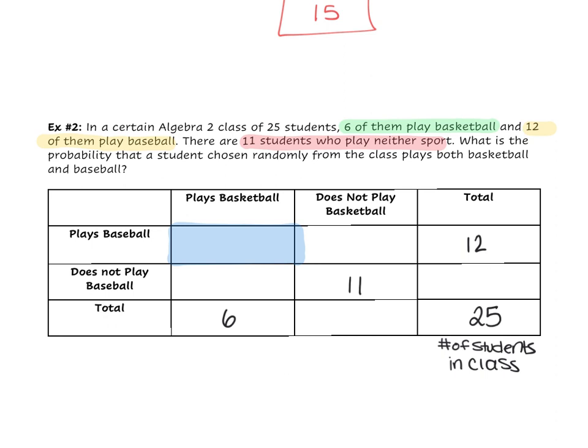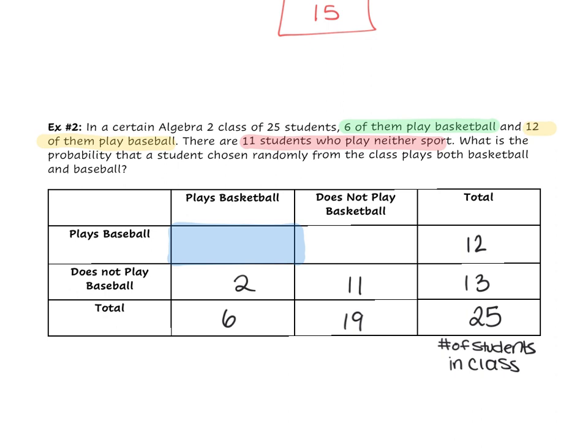So we can count backwards. 25 minus 12 is 13. And we know that this number plus this number must equal 13. So this has to be 2. 2 plus 11 is 13. And we know that 6 plus this number must equal 25. So 25 minus 6 is 19.